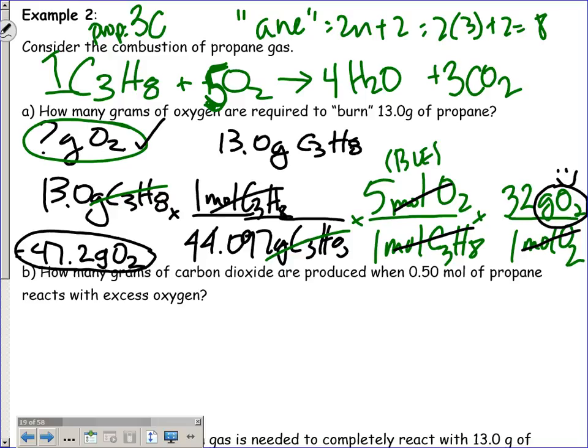Somebody calculate for me: 13 divided by 44.097 times 5 times 32. Let's get 5 there. We used our mole ratio from our balanced chemical equation, 5-to-1, based on the 2 identities that we're talking about, which were propane and oxygen. Their only relationship exists in a coefficient form from the balanced chemical equation.